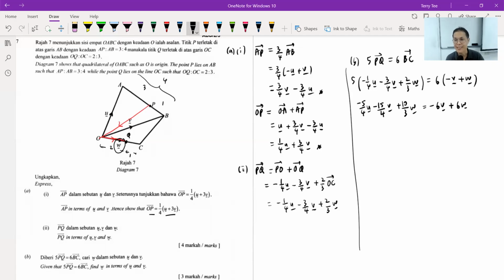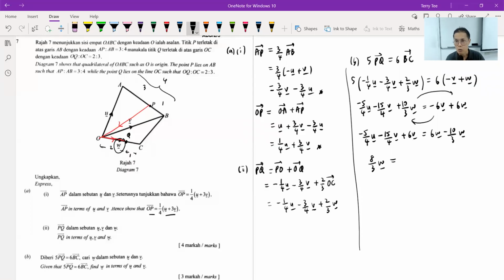Now, in this case, you're supposed to find W in terms of U and V. So we are making W the subject. So we bring this over, bring the rest to the left. Okay, so when I bring the V over, it's a bit hard to see. You can use a calculator if you want. Minus 5 over 4 U minus 15 over 4 V plus 6V. This will be 6W minus 10 over 3 W. 6 minus 10 over 3 is 6 times 3, 18, 18 minus 10 is 8 over 3 W.